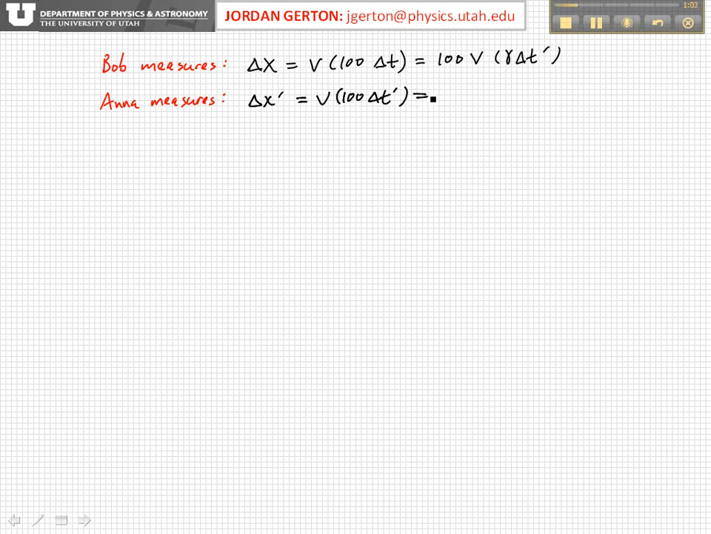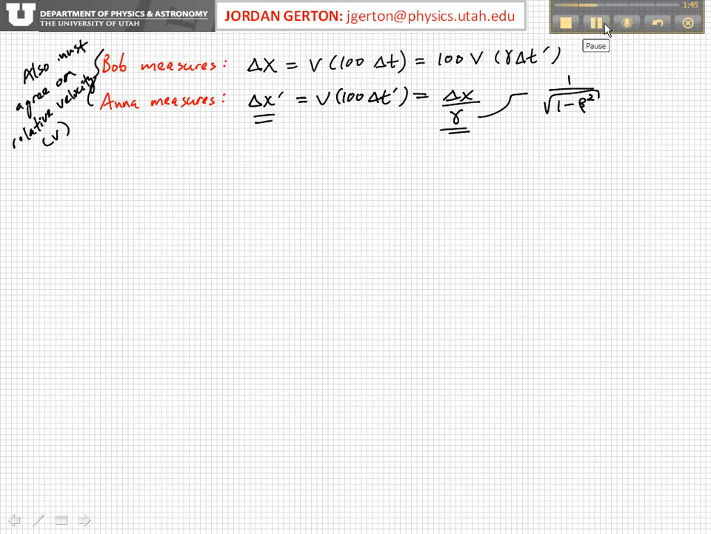And so when you compare these two expressions, delta x and delta x prime, what you find is that delta x prime is equal to delta x over gamma, where again gamma is equal to 1 over square root of 1 minus beta squared. Okay, so now there you go. That's basically time dilation. I mean length contraction. The distance between A and B as measured by Anna is smaller than that measured by Bob by a factor gamma.